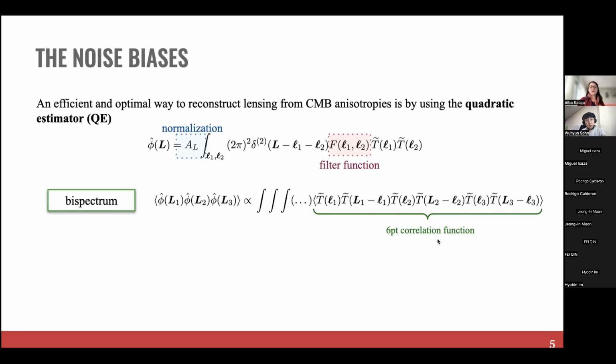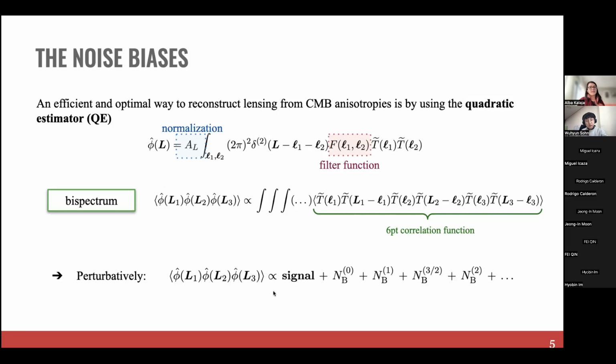When you compute the 6-point correlation function, expanding in orders of phi, as I showed you in some previous slides, what you obtain is the signal that you were looking for, the bispectrum of the lensing potential, but you also obtain some additional terms that need to be removed, called noise biases, because they arise as a consequence of the quadratic estimator that you're using.